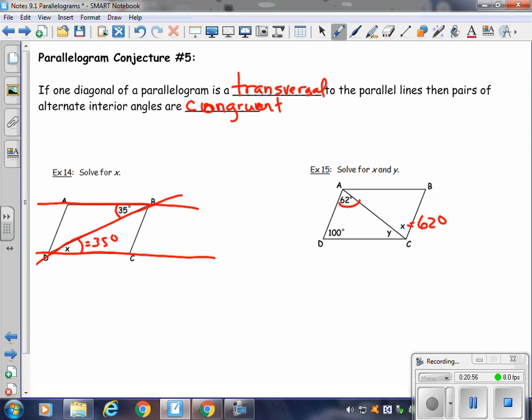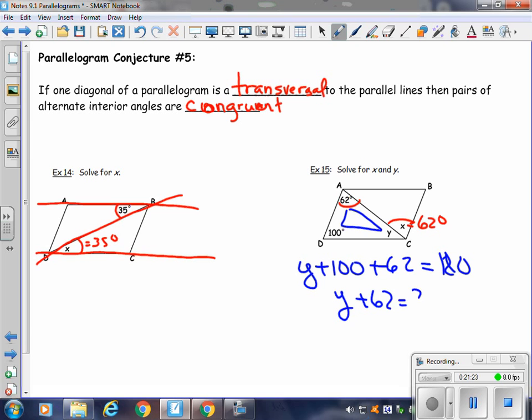Now, obviously I don't have an angle that alternates with y, so I can't use that to find y, because they didn't want it to be that simple. But I do know that these three are in a triangle. So y plus 100 plus 62 is equal to 180. Now we can take 100 away from 180 and get 80. And then 62 from 80 will leave us with 18.